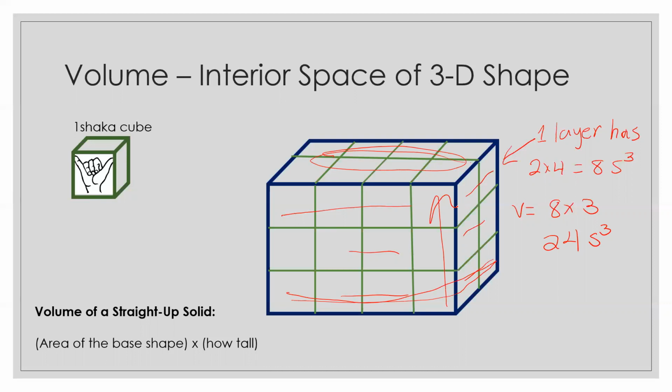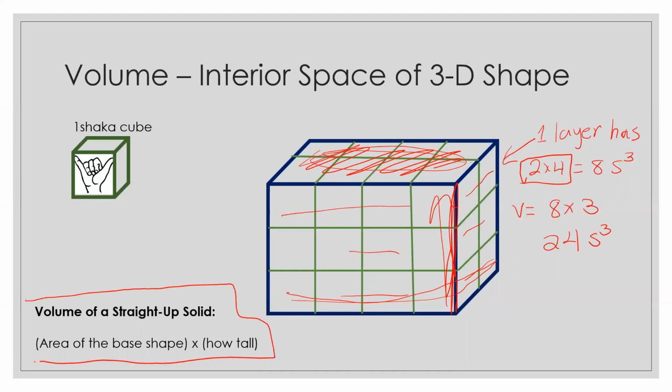You would think about how many are in one layer. Okay, and that would be 2 times 4 here, which represents just the area of that shape, right? 2 by 4 is 8, multiplied by how tall, and that would be 3. So 8 times 3 is 24. So to sum that up, the volume of any straight up solid can be calculated as the area of the base shape multiplied by how tall.